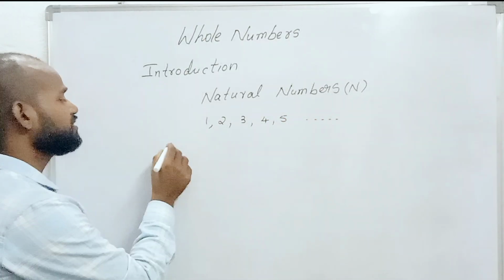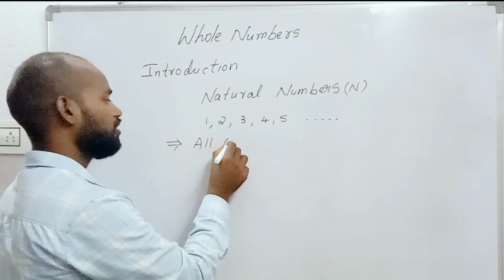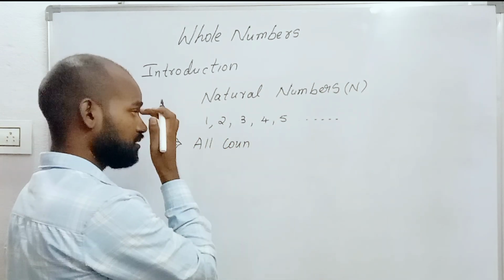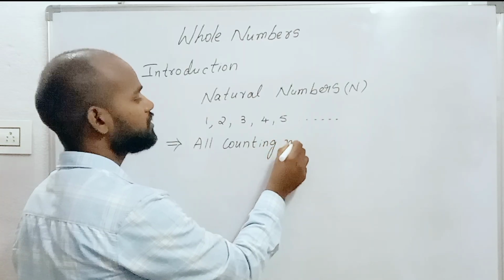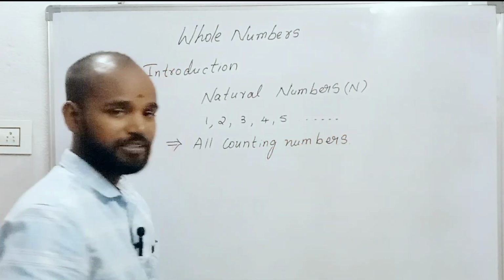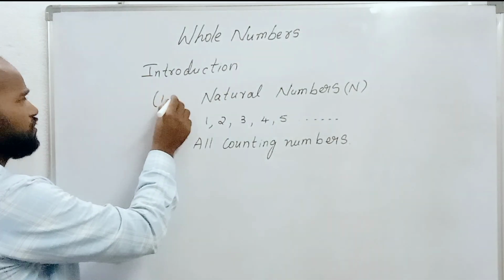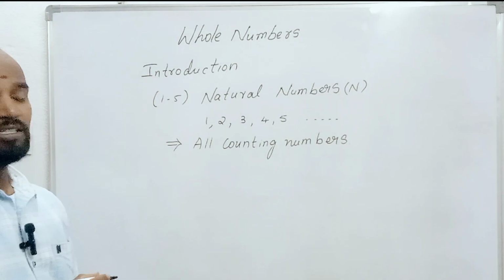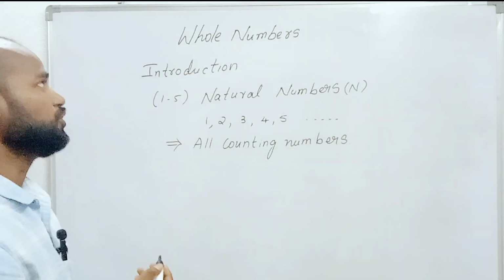So what are natural numbers? All counting numbers are called natural numbers. Is it okay, everyone? Right. From 1st to 5th class you learn the natural numbers only. Now in the 6th class, the whole number concept is new for you.